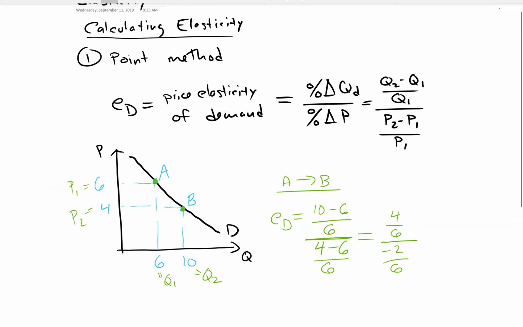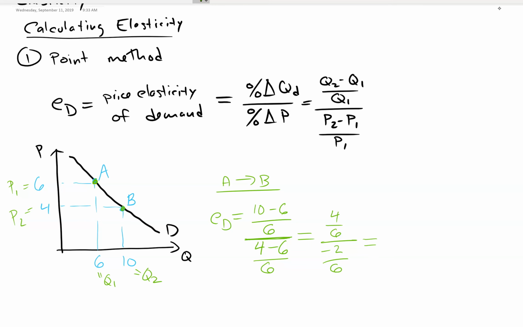Just to remind you how to solve this, you get 4 out of 6. You could reduce these, but I'm not going to until the end. Dividing by a fraction is the same thing as multiplying by its reciprocal. So we can put it like this, and these two cancel, and it ends up being 4 times negative 1/2. 4 divided by the 2 gives 2, so we end up with negative 2. So you get negative 2 here.